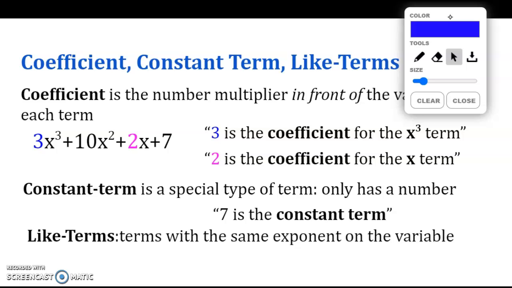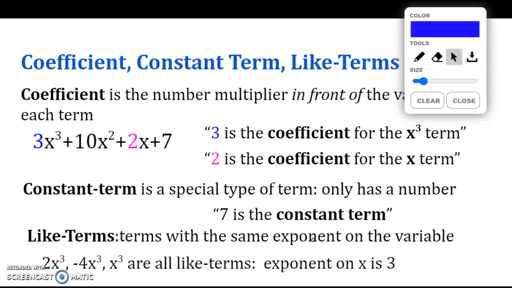And then finally, like terms are terms with the same exponent on the variable. For example, 2x cubed and minus 4x cubed and x cubed are all like terms because they have not only the same variable, but they also have the same exponent. The exponent on x is 3 in all of them. However, 3x squared and 3x are not like terms because the exponents on x are 2 and 1. Here for x squared, the exponent is 2. Here for x, the exponent is 1. So these two are not like terms.